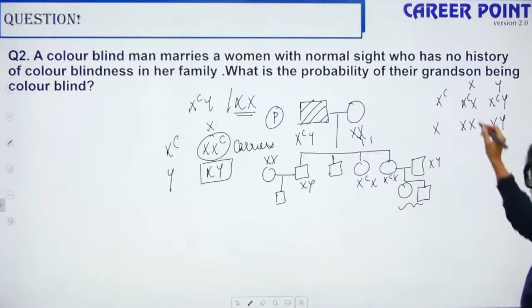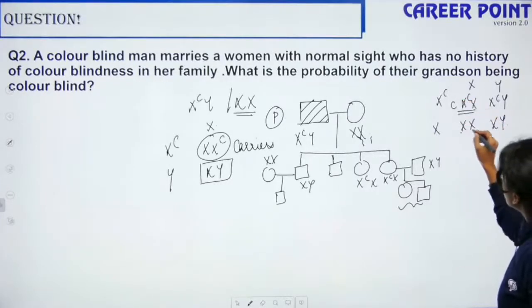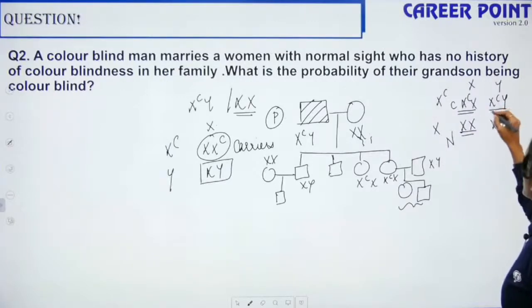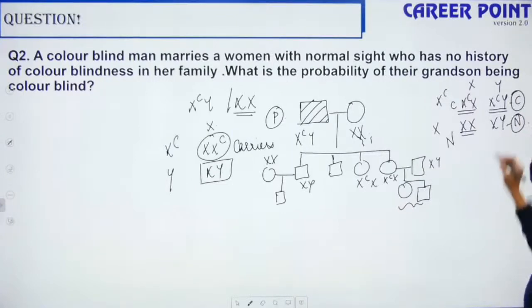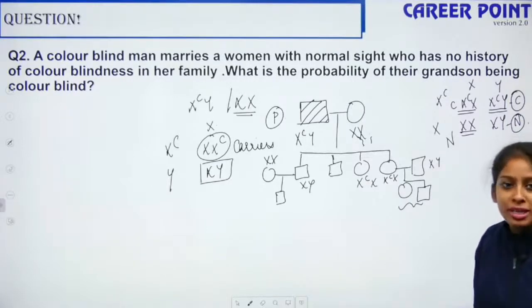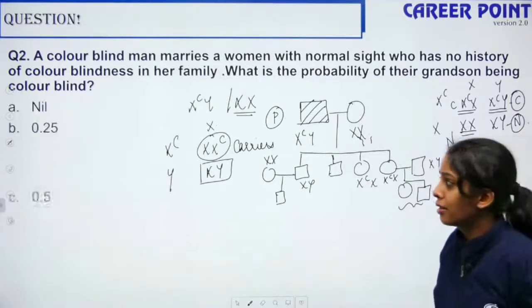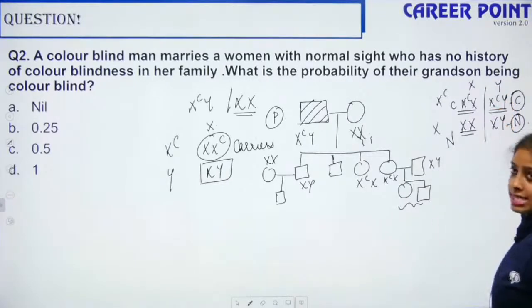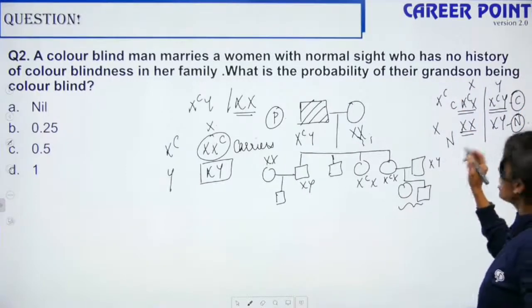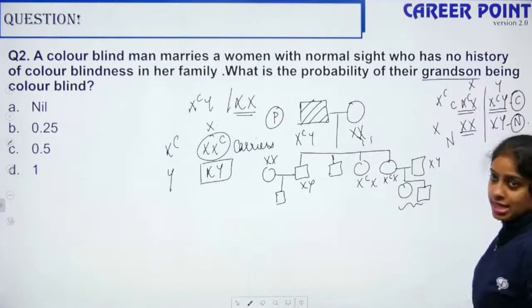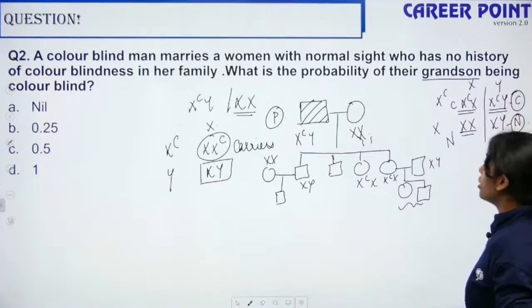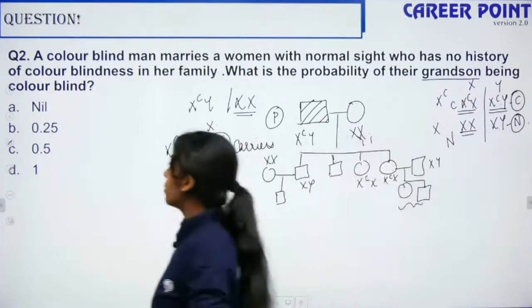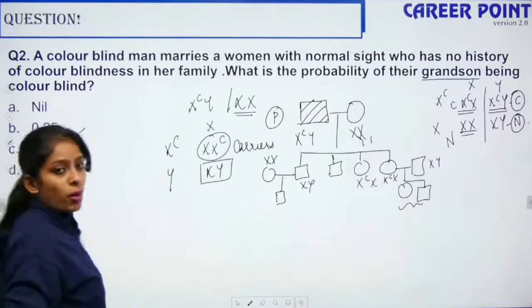So out of this, this daughter is the carrier, this daughter is normal, this grandson is colorblind and this grandson is normal. So out of the two grandsons, one is colorblind. So I say there is 50% probability that they will be colorblind. So it will be 0.5. Here we are only considering the grandson. Totally it is 100%, but since they have asked only about the grandson, this is 50, this is 50. So 50% of the grandsons will be colorblind. So here it is option C.